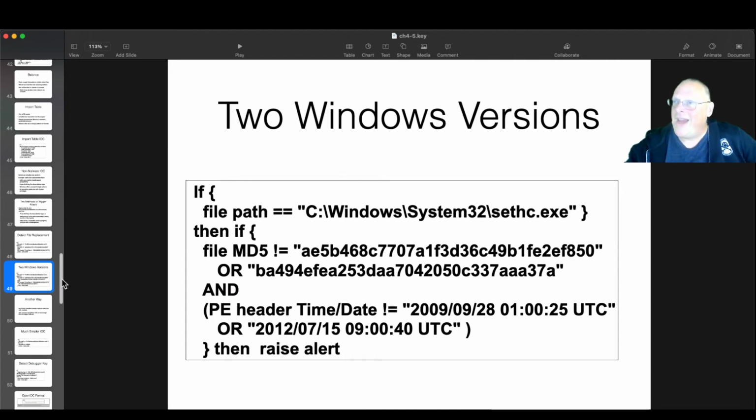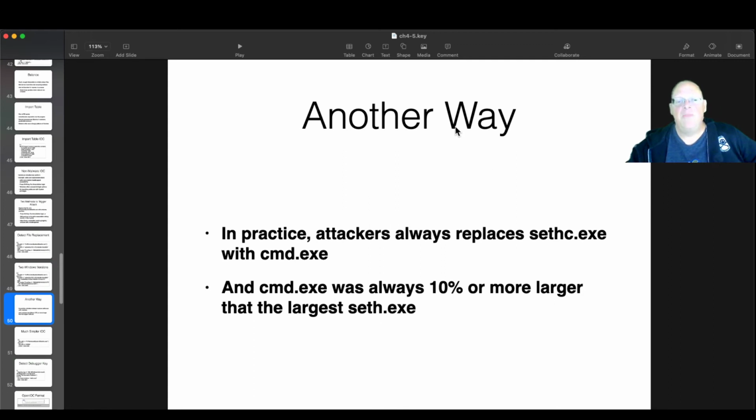But in practice, especially now that people are working from home on their home laptop, and God knows what version of Windows that has, you can't be making that assumption. So you'd probably be able to do it another way, and a simpler thing would be to say seth.c will be replaced by CMD, and CMD is bigger.